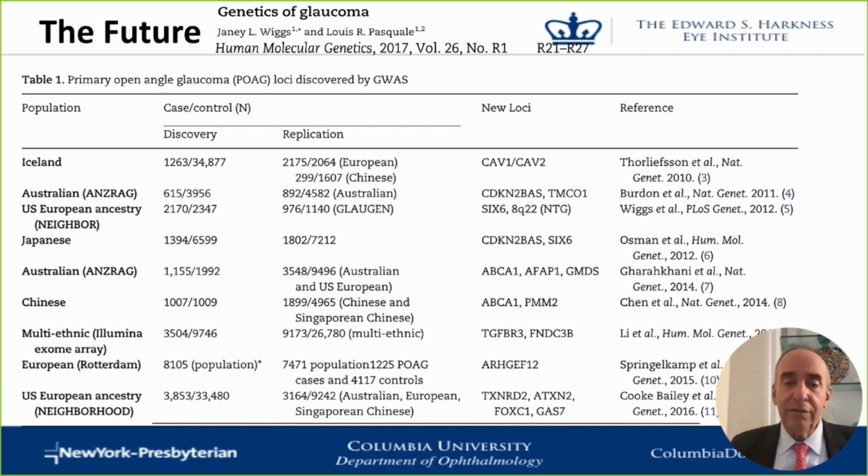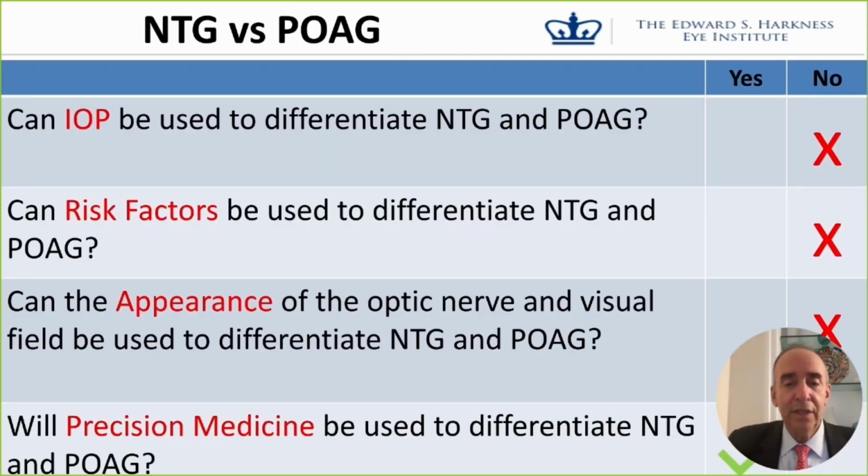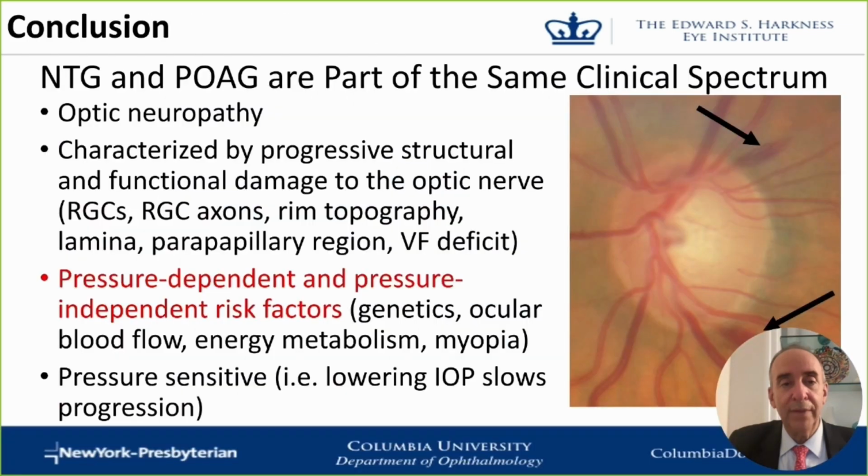This is a list of many gene defects in glaucoma. It was published by Drs. Wiggs and Pasquale a number of years ago. And it holds the key to this process, that precision medicine and genetics will be able to differentiate all of the diseases we currently lump together as normal tension glaucoma and primary open angle glaucoma.